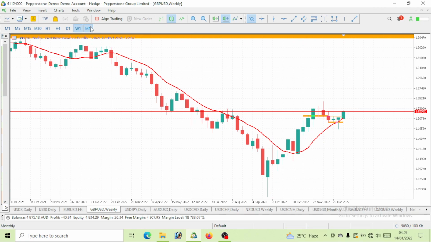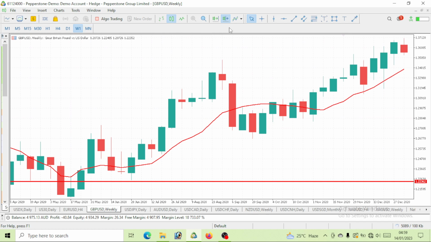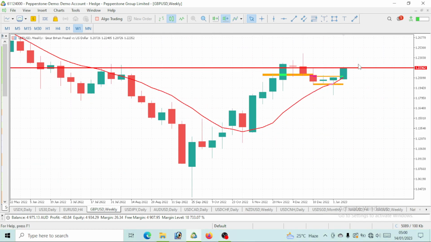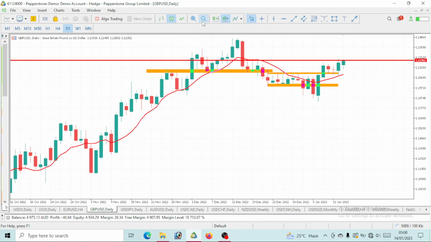We can also see on the monthly time frame, we are above the 10 period simple moving average. On the weekly time frame, we are also above the 10 period simple moving average. So on this daily time frame, price is also above this 10 period simple moving average. So more bullish move is to come.